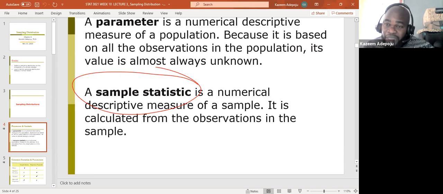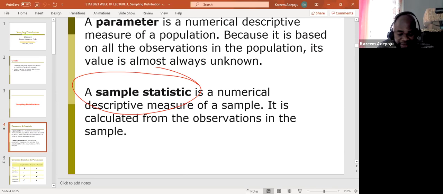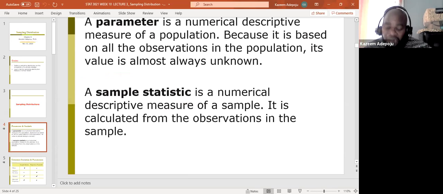So what we do, we take a sample, and whatever we want to find will be obtained from the sample. So whatever we compute from the sample is what we call sample statistic. That is why I said it's a numerical, descriptive measure of a sample. It is calculated from the observations in the sample. If I want to find my mean, I'm going to do that from the sample, whatever characteristic is of interest.